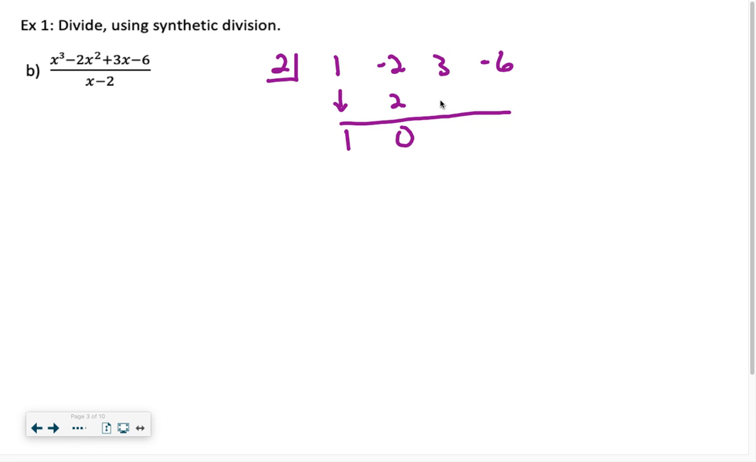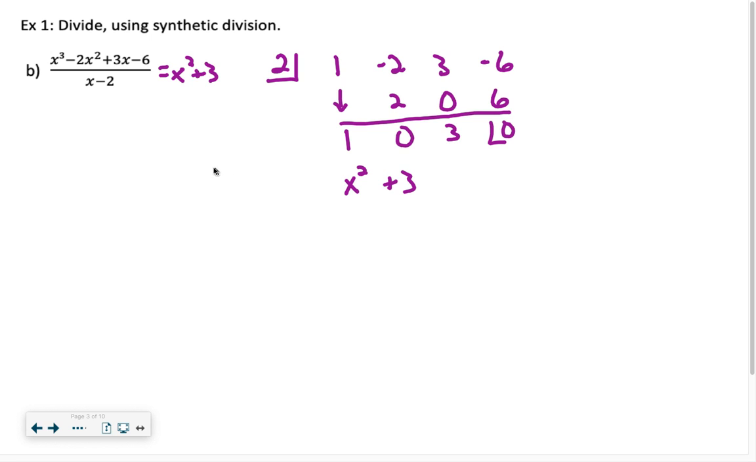0 times 2 would be 0. 3 plus 0 would be 3. And then 3 times 2 is 6. -6 plus 6 is 0. So in this case, we have a remainder of 0. Now, since I started with a third degree polynomial, that means my quotient is going to be second degree. So this is the coefficient of my second degree term. So we'll have 1x squared plus 0x plus 3. And then my remainder is 0. So this would all just be equal to x squared plus 3.